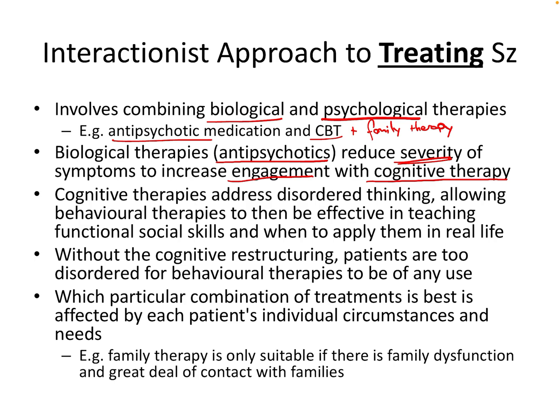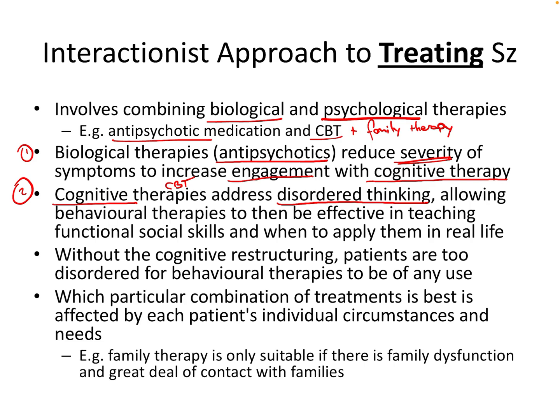So biological therapies are often prescribed in the first instance to reduce the symptoms so that then psychological therapies can have greater effect. So the first step is usually biological therapies, and that is then used in conjunction with cognitive therapies like CBT. And the purpose of these is to address the disordered thinking. And it's helpful to allow somebody to function better with their symptoms. It's not necessarily going to reduce their symptoms, but they're able to better understand them and they're able to better function with the symptoms there.